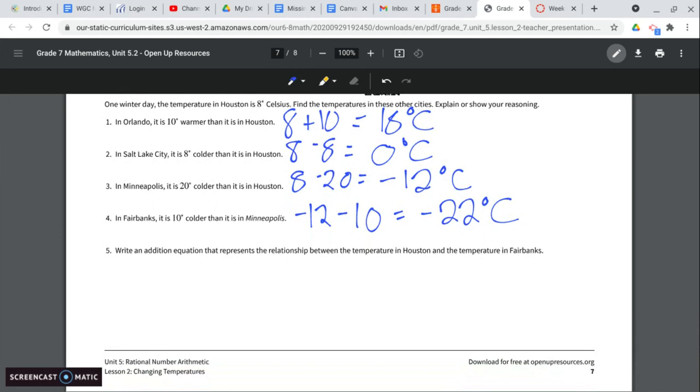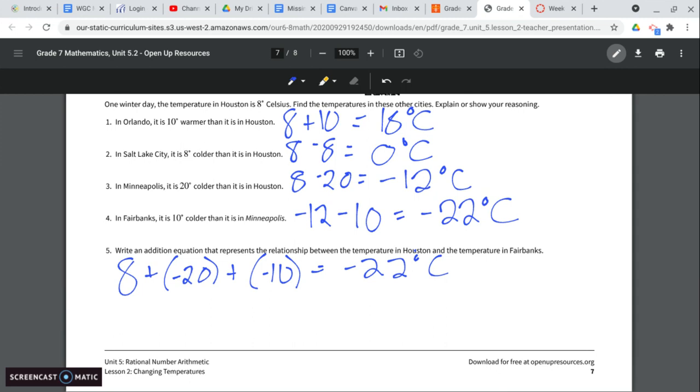So write an addition equation that represents the relationship between the temperature in Houston and the temperature in Fairbanks. So basically, we'd take 8 plus negative 20 plus the additional negative 10 to get the negative 22 degrees Celsius. So we can always think about decreasing by adding a negative or by just subtracting it. So either way works for that. So keep that in mind.